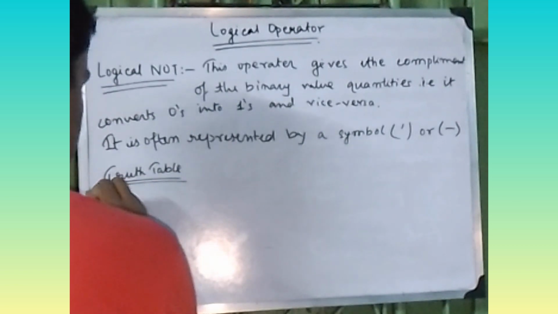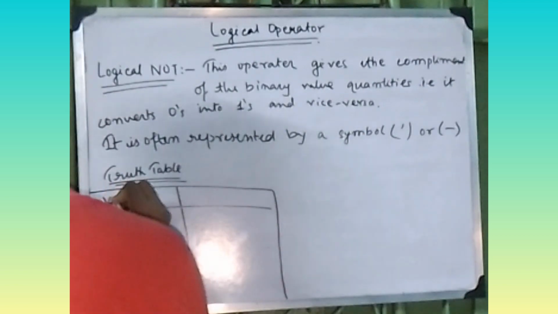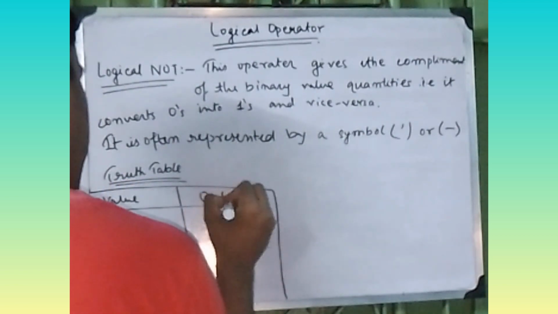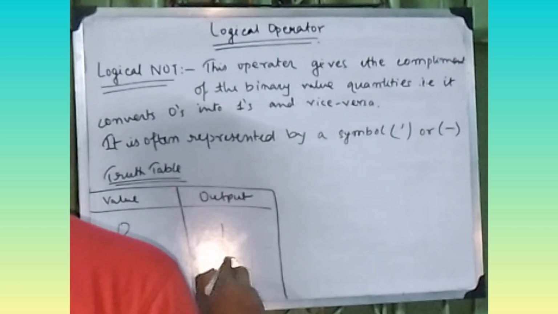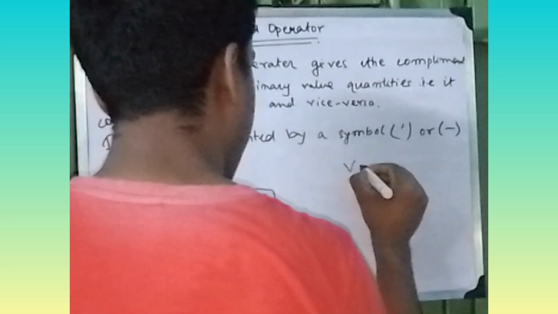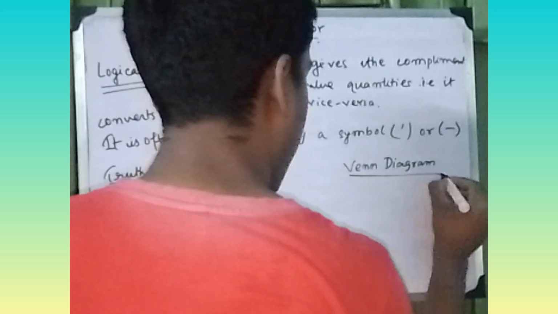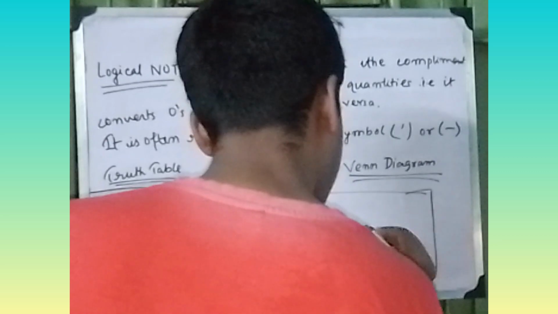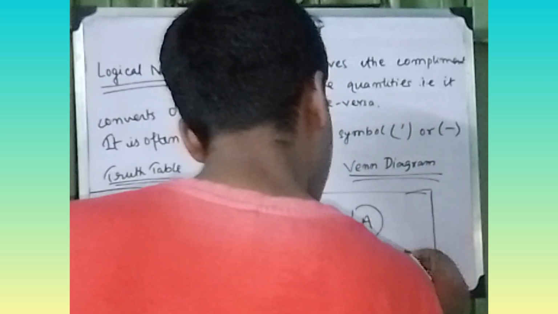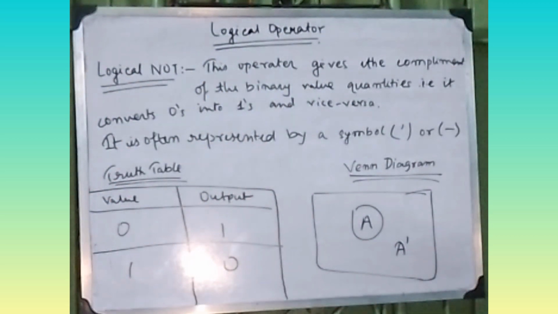To understand this more clearly, we would represent this by using a truth table, where we will take the value and the output. As we can see, the output gets reversed compared to the original value. Let's draw a Venn diagram to understand this more carefully. Here the circled one is the original number, whereas A' represents the logical NOT operator.